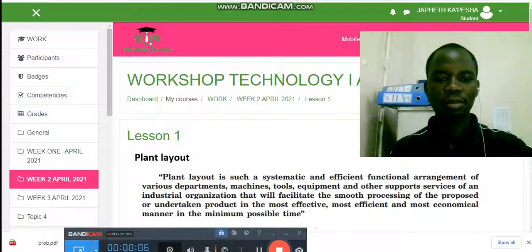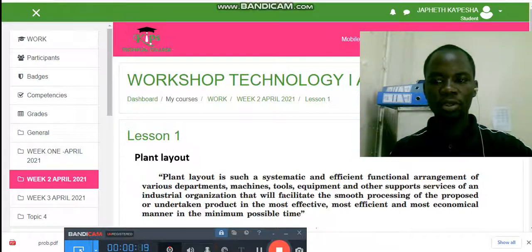We are talking about plant layout. Plant layout. What is plant layout? A plant layout is a systematic and efficient functional arrangement of various departments. So think of that you are in an industrial setup or you have a big hall. Then you have to arrange all the departments within this particular organization in a given order so that they meet their own functions. So this is what is called the plant layout.